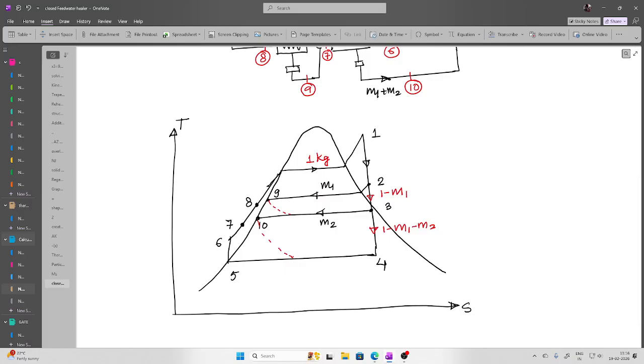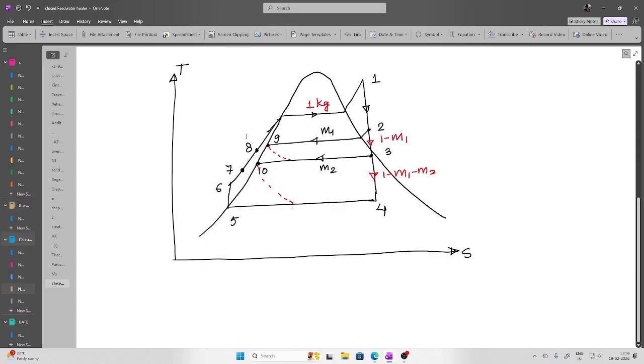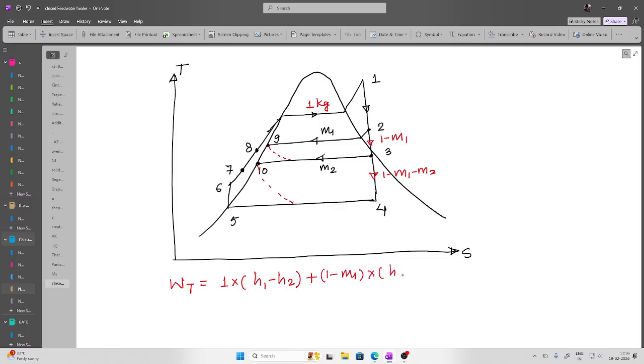Now the question is how to write the heat transfers, work interactions and so on. So let us do one by one. Let us come to the turbine first. Here, this is the first stage work output with 1 kilogram of steam expansion. So it is 1 times H1 minus H2. Then the amount of steam expanding is 1 minus M1, so it is (1 minus M1) times H2 minus H3.